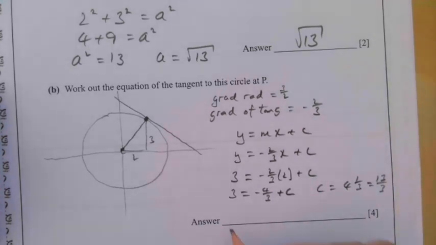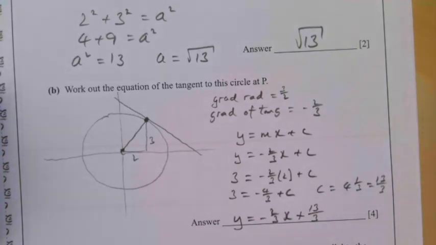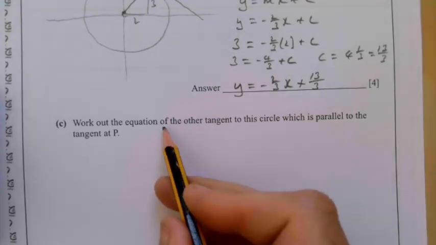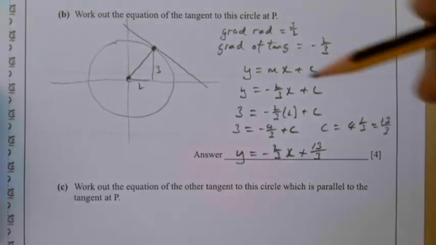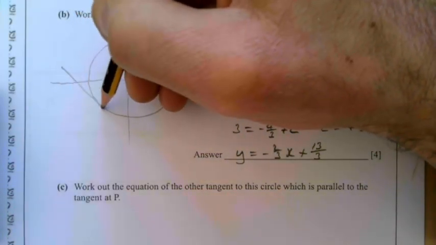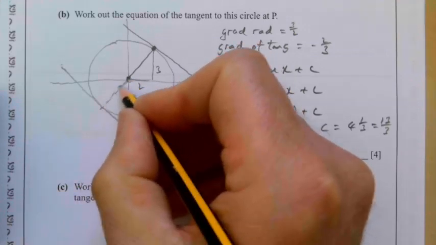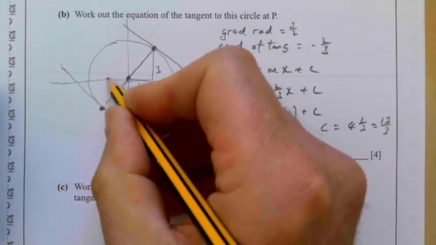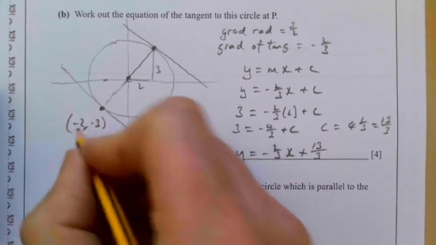So my equation of the tangent is y equals minus 2/3 x plus 13 over 3. Work out the equation of the other tangent to this circle, which is parallel to the tangent at P. Okay, so it's going to be this one here, and it's going to be this point here. So what's that coordinate there? That's going to be the coordinate minus 2, minus 3, which is going to be on it.